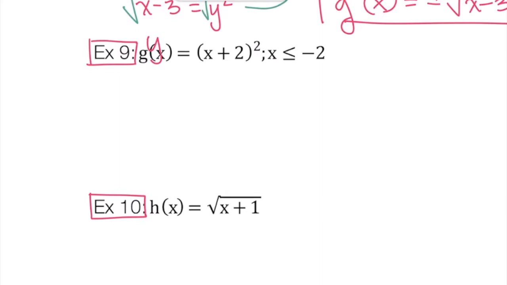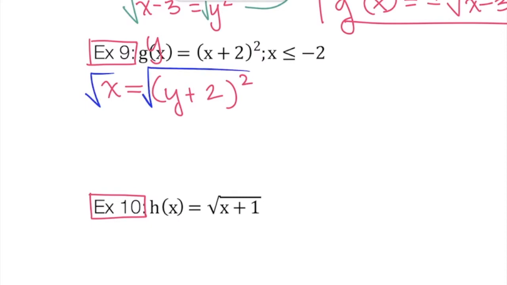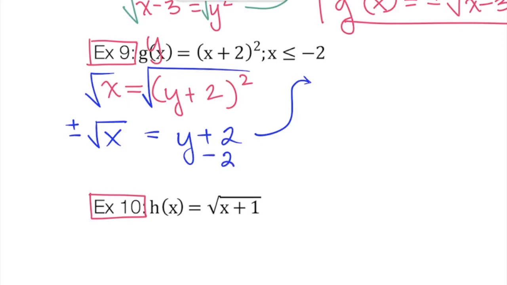To find just the inverse function, we're going to swap out the x and the y, so it's going to be x is equal to the quantity y plus 2 squared. Now we solve for y. So we're going to square root both sides to get rid of the square. When we do that, we're going to initially have the positive and negative root of x, and that is equal to y plus 2. And now we continue isolating y by subtracting 2. So we end up with y is equal to plus or minus root x minus 2.